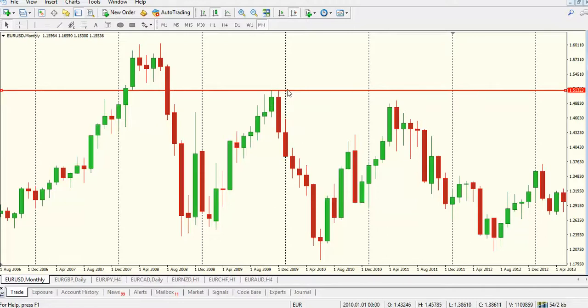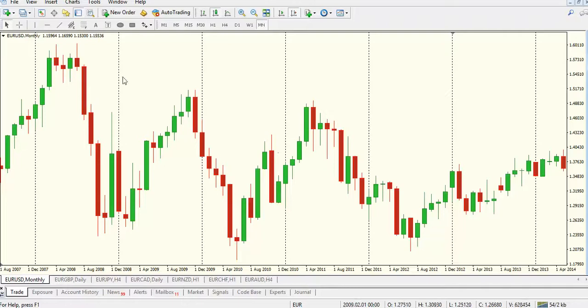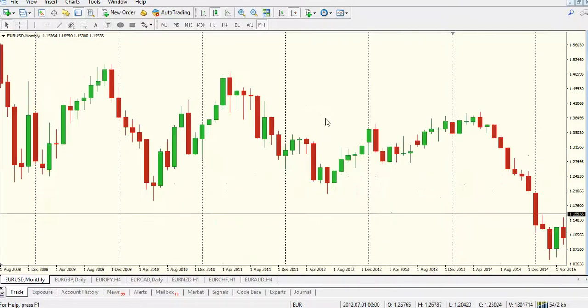So we are still identifying. Let's move ahead a bit. You can see another one here. Yes, a nice fractal high. So we have a left candle, a right candle, and the highest one, which is the middle one. So we see that the fractal high formed here. Now let's move forward. This is the monthly chart.